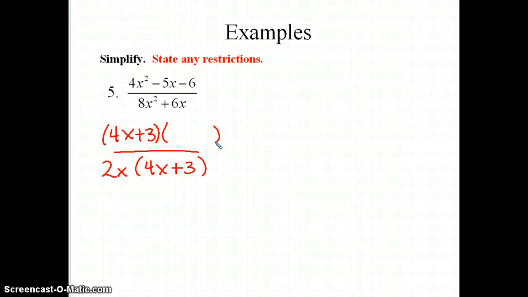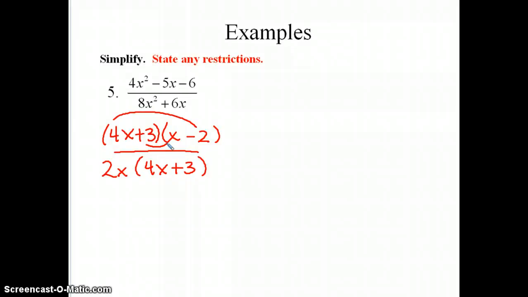I know that I have 4x squared, so I know I need an x here. And my last term is negative 6. I know 3 times negative 2 will give me a negative 6. So I'm going to place that there, and now I'm going to check to see if this actually works. I check by doing this. 4 times negative 2 gives me negative 8. 3 times x is 3x. Negative 8 plus 3 is negative 5. So I do have it factored completely.